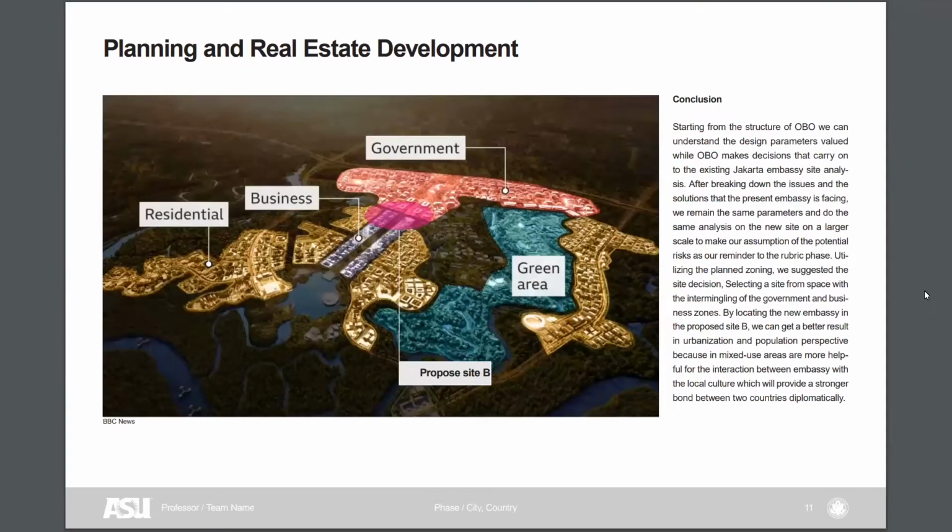So, moving to the conclusion, by selecting the proposed site B, we can get better performance from an urbanization and population perspective, because it is more helpful for improving the interaction between the embassy and local culture, which will provide a stronger bond between the two countries diplomatically and culturally.